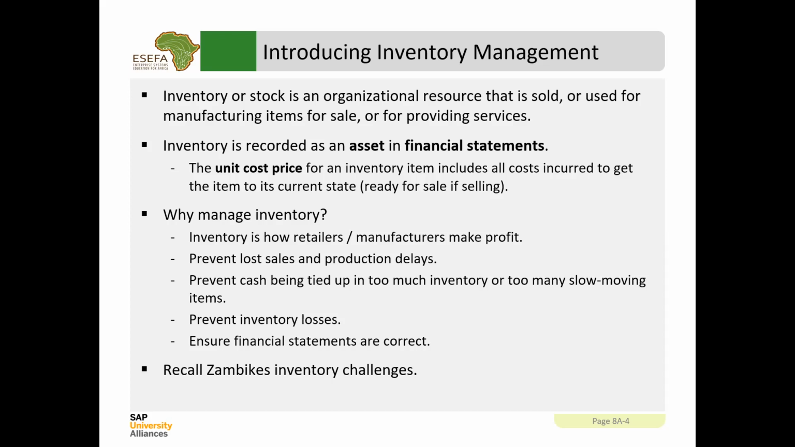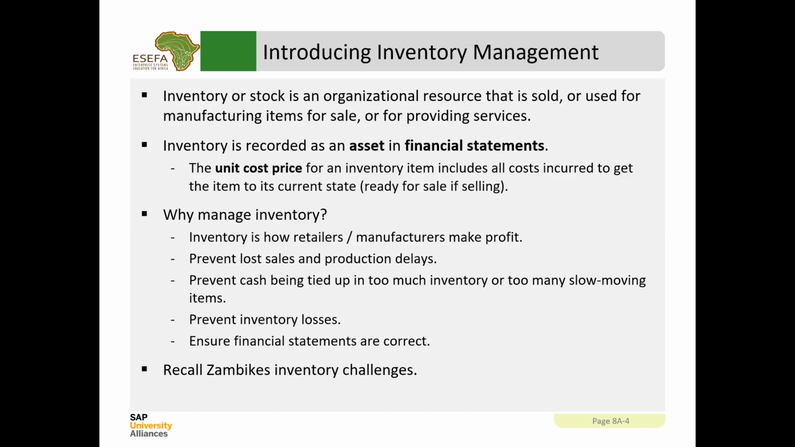Because if you stop production, you are still paying the salary of the workers that are still working. So it is very important we manage inventory, minimum, maximum allowed, and also to ensure that financial statements are correct. Very important. You need to take stock count of your inventory such that we said an inventory item has value, it's an asset to the organization.